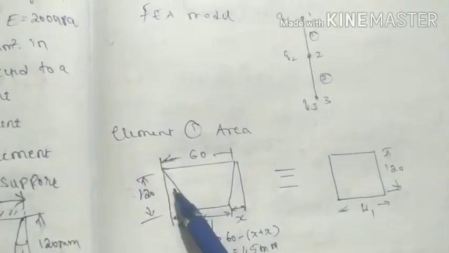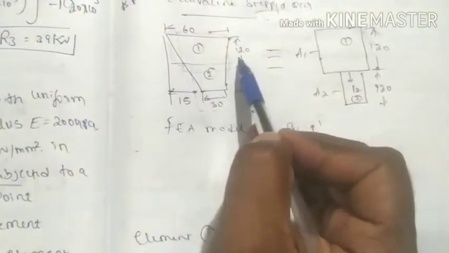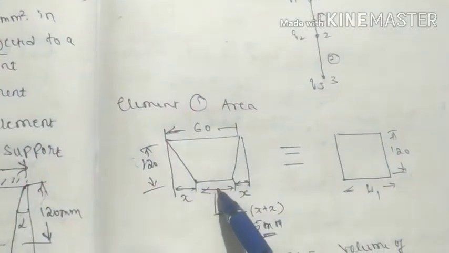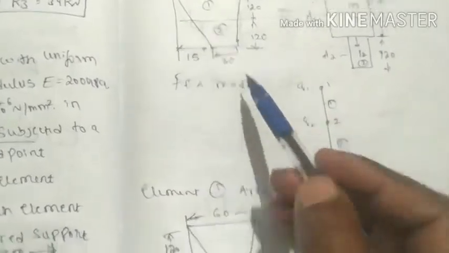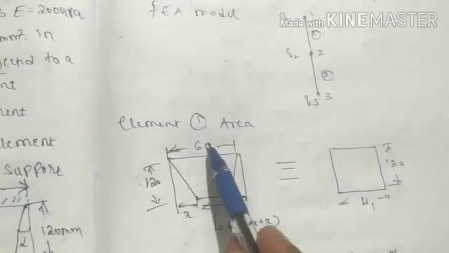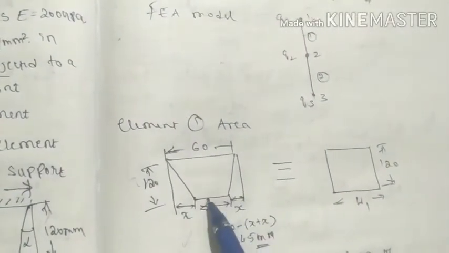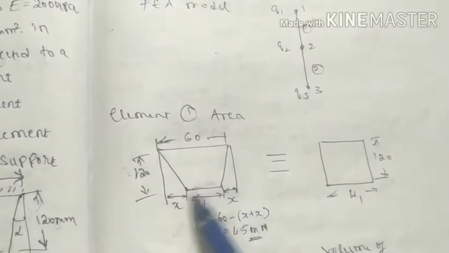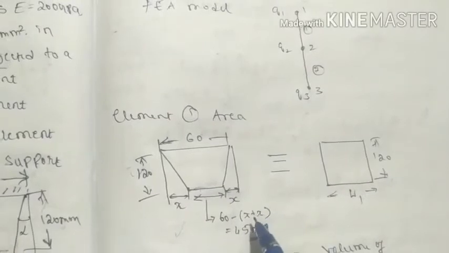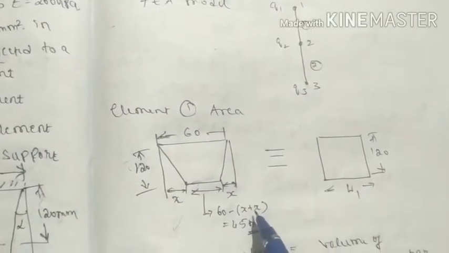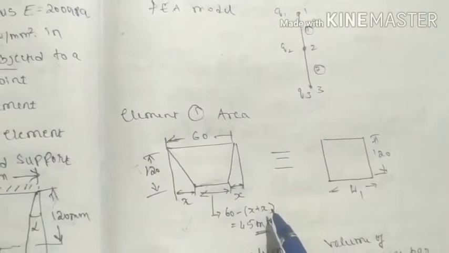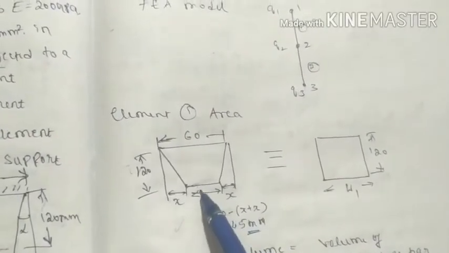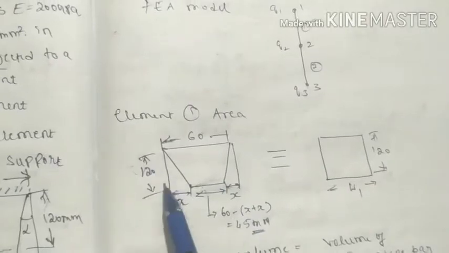Now this I consider as the top portion. Element 1 is this top portion I have written. So for that top portion we need to find the area. I know this x here, so if you know x, what does the middle width become? That becomes 60 minus 2 times x. So that is 7.5 plus 7.5, which is 15. 60 minus 15 is 45 mm. So this gap becomes 45 and the height is 120.